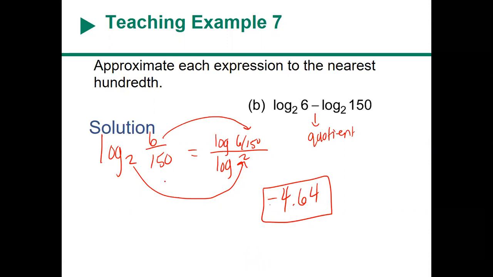Now, could you clean this up if you really wanted to? You wanted to write 3/50? Sure, go for it. But is it going to make a difference if you're inputting in the calculator? Not at all.